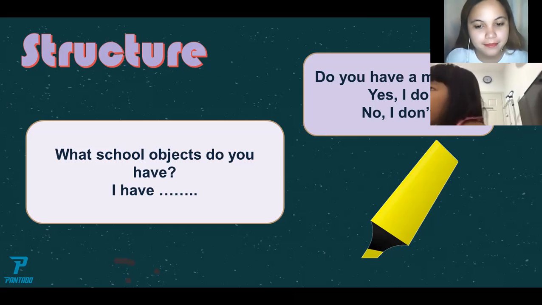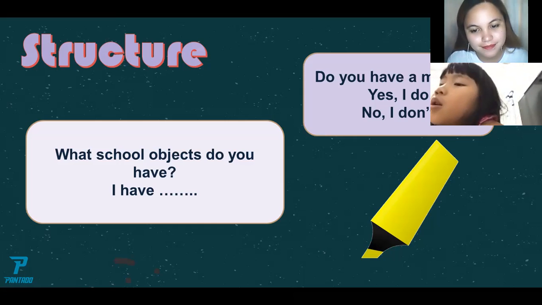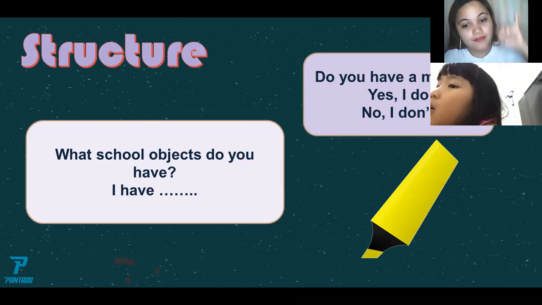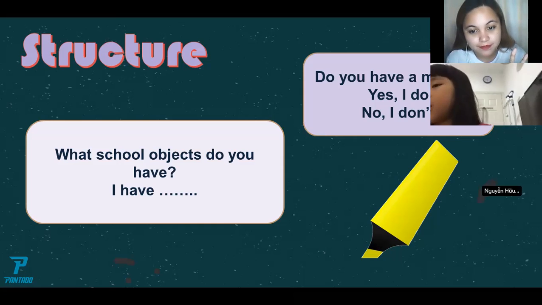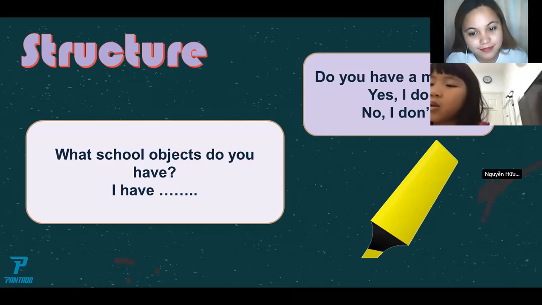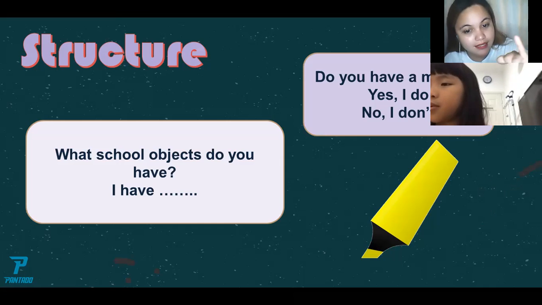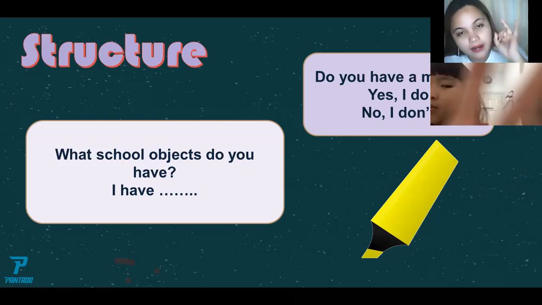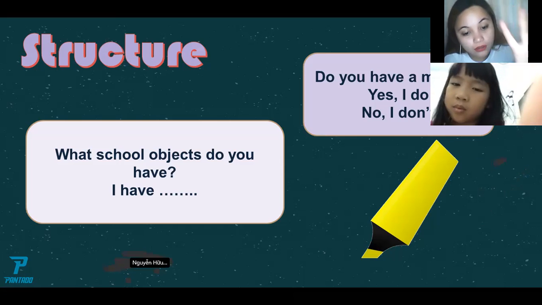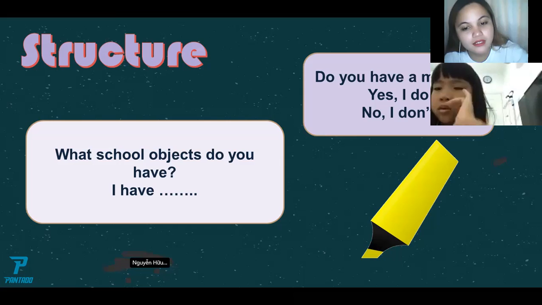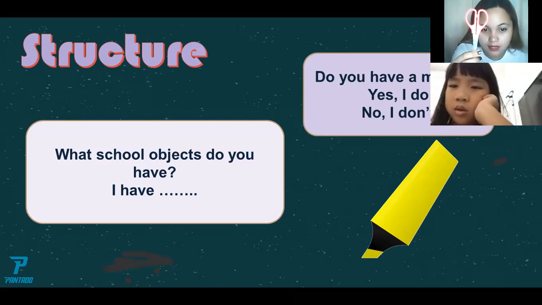Notebook. Notebook. You have a rubber, a pencil. Oh, book. Notebook. Wow, very good. So you have a pencil, a crayon, a rubber, a ruler, a notebook. How about this one, Alina? Do you have this one?